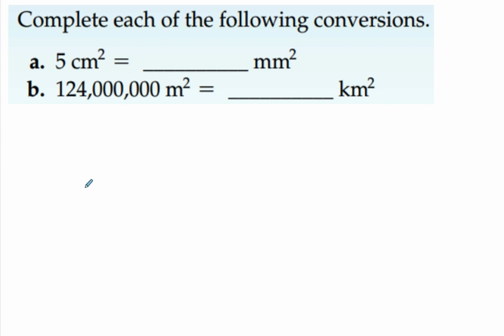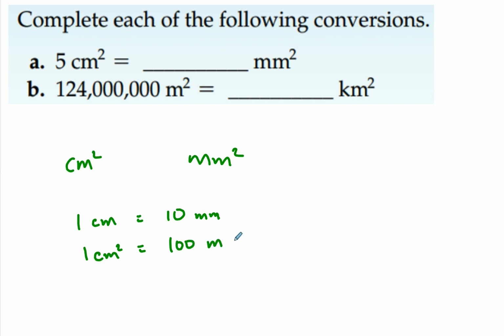So 5 square centimeter is equal to what millimeter square? Let's think about it. What do we know about square centimeter and millimeter square? We know that 1 centimeter is equal to 10 millimeter. Then 1 square centimeter should be 10 times 10, 100 square millimeter. So there is a 1 to 100 relationship.